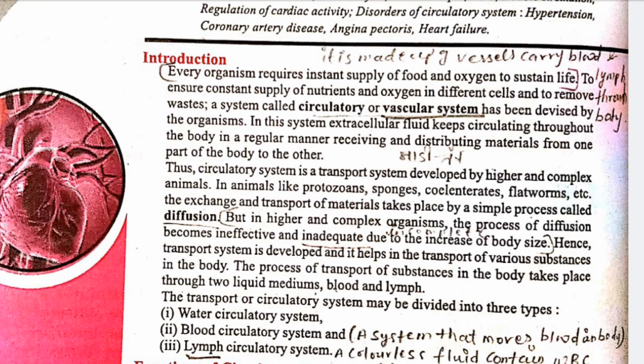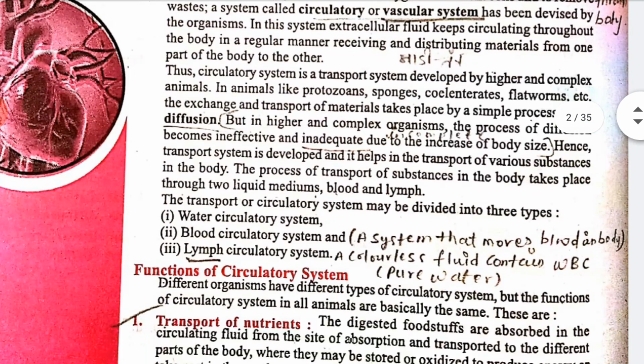In animals like protozoans, sponges, coelenterates, flatworms, etc., the exchange and transport of material takes place by a simple process, and that is called diffusion. So in the lower category of organisms, this process is known as diffusion. But in the higher and complex organisms, the process of diffusion becomes ineffective and inadequate due to the increase in body size, because they have a very large body size.